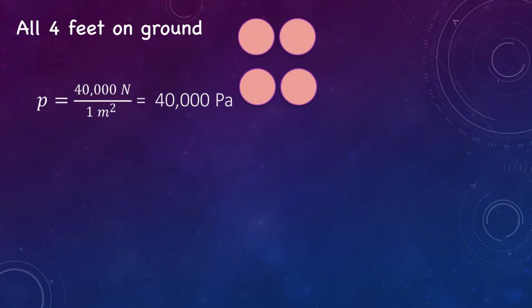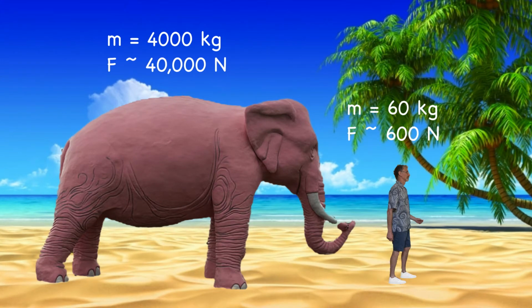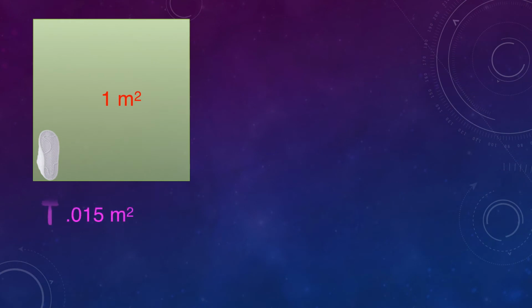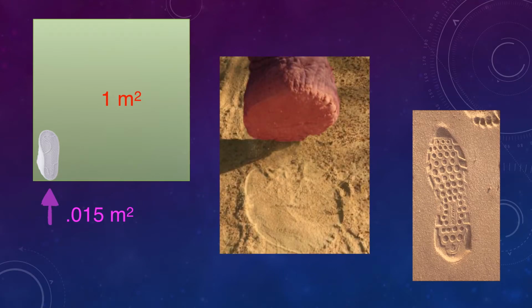When she walks, only 2 feet are on the ground, which is half the area, so the pressure doubles to 80,000 pascals on the sand. Eloise doesn't have much trouble walking on the beach, and as you can imagine, she puts moderate impressions in the sand with her feet. I weigh 60 kilos, which is about 600 newtons. Each of my sneakers takes up about 1/6 of a square foot, or about 0.015 square meters. Walking on the beach is not too difficult for me either, and the impression in the sand that I make is about the same or less than that of an elephant.